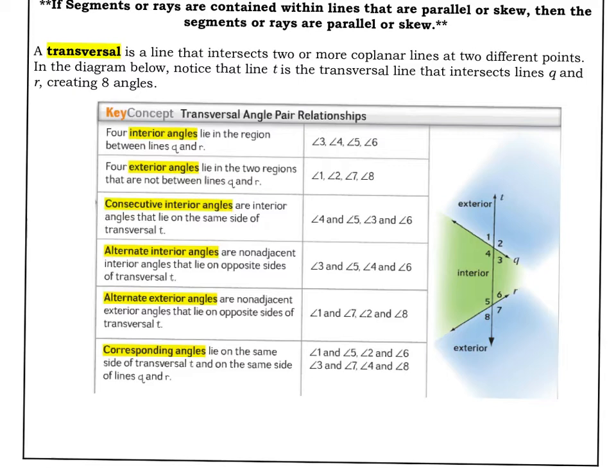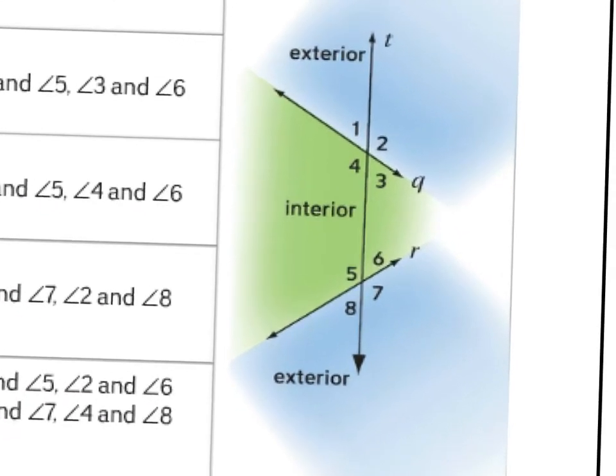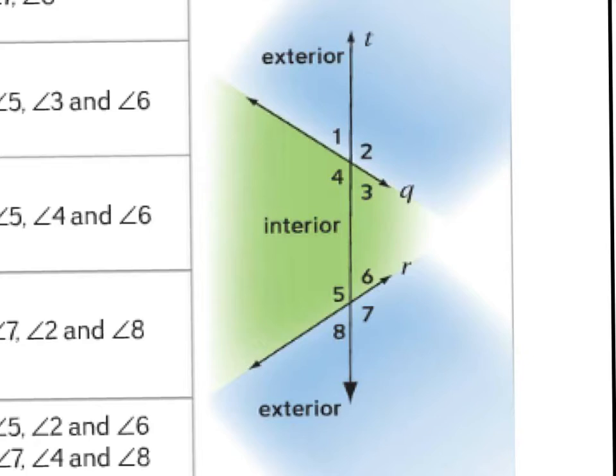A transversal is basically a line that goes through a couple of other lines. So the definition is it's a line that intersects two or more coplanar lines at two different points. In the diagram below, notice that line T is a transversal line that intersects lines Q and R, creating 8 different angles. Here's the picture. Here's my transversal T intersecting Q and R. So I have some terms to go over with you right now.